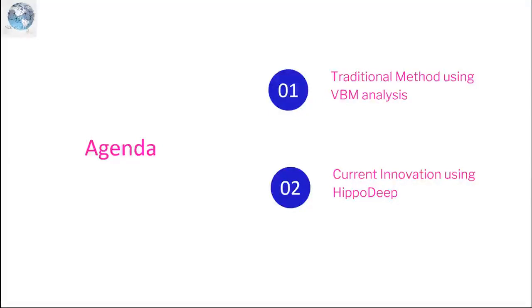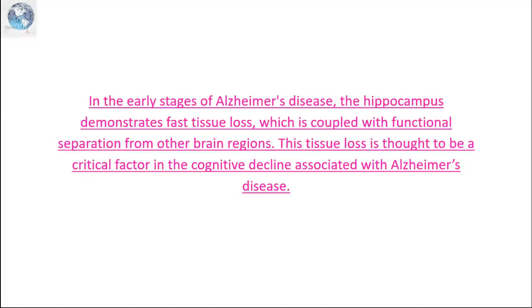So my agenda today, I will cover traditional method using VBM analysis and current innovation using deep learning. In early stage of Alzheimer's disease, the hippocampus demonstrates fast tissue loss, which is coupled with functional separation from other brain regions. This tissue loss is thought to be a critical factor in the cognitive decline associated with Alzheimer's disease. MRI structural indicators for the cause of Alzheimer's disease include the atrophy of the medial temporal and hippocampal area. In fact, studies have demonstrated that there is a strong correlation between this hippocampus associated tissue loss and the severity of Alzheimer's symptoms. These findings indicate that the hippocampus plays a crucial role in the clinical diagnosis of Alzheimer's disease as well as its early stages.